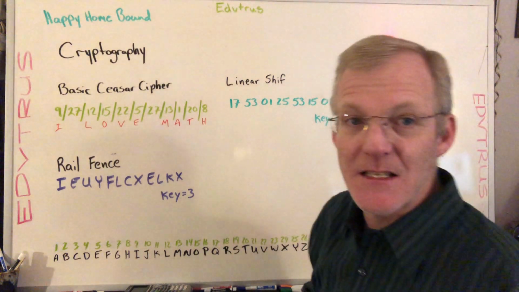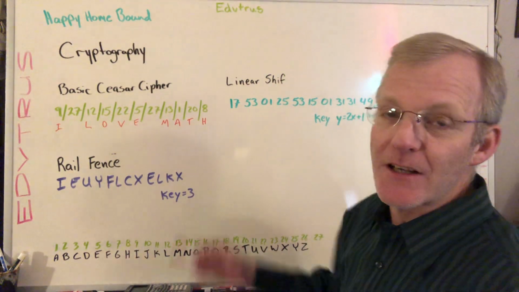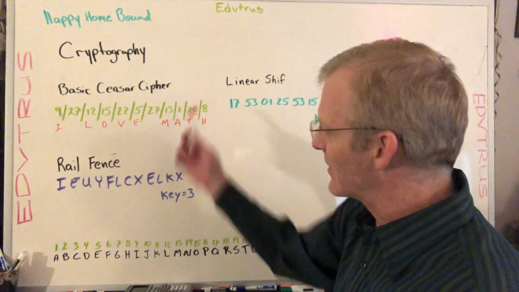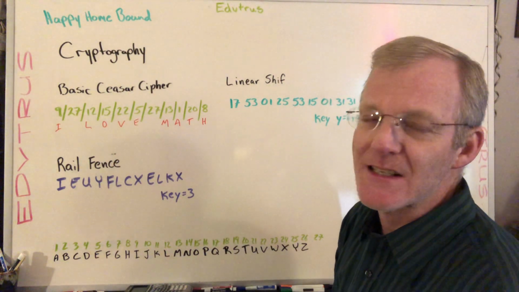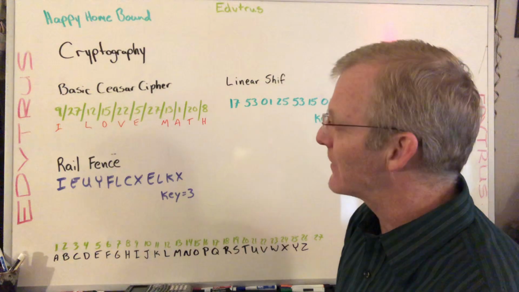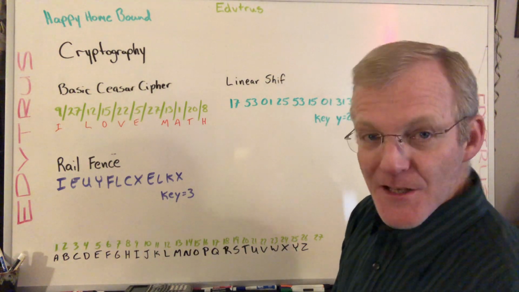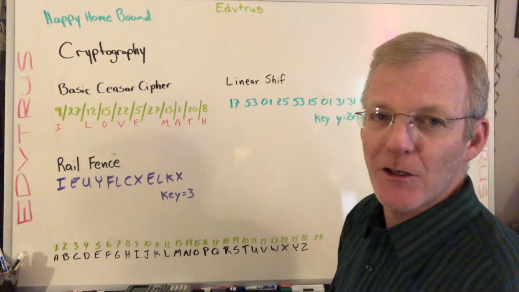So there's your basic Caesar cipher, where basically each letter goes with a number. You just give me the numbers. Super easy to crack that code, isn't it? I mean, that's not the toughest thing in the world. So let's get something a little bit tougher to crack.